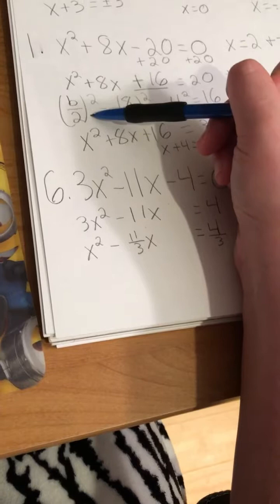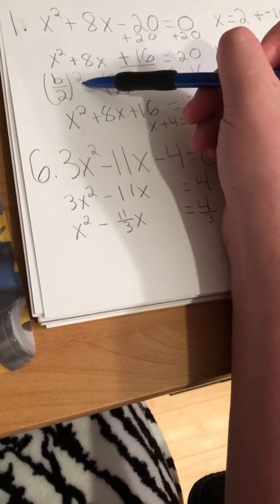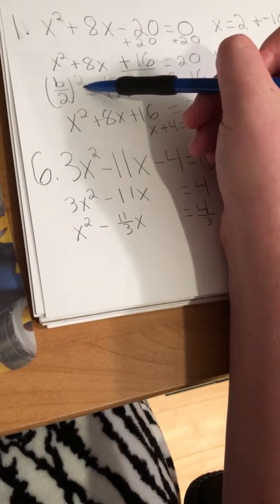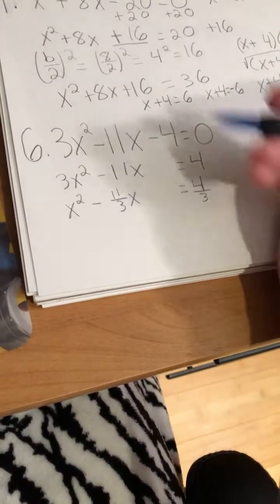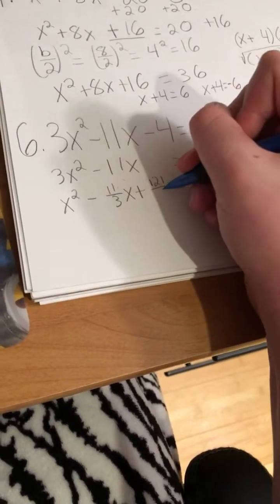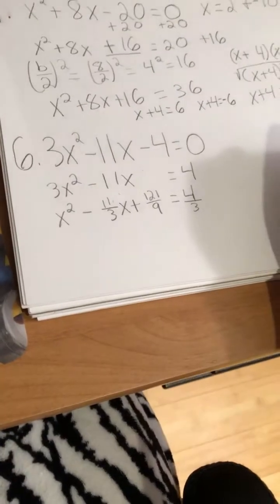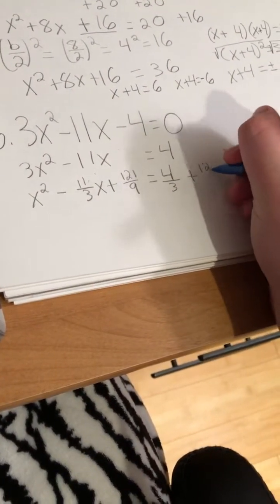Now we're going to use the same thing we used up here in number 1 by taking our b, dividing by 2, and squaring it. So once we do that to our 11 divided by 3, we get positive 121 over 9. And always remember, what we do on one side, we have to do to the other.